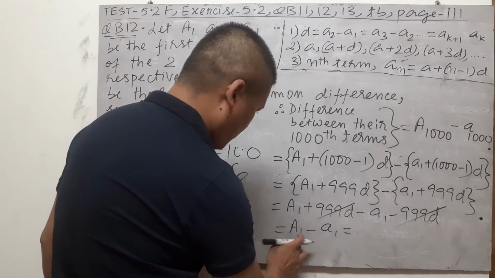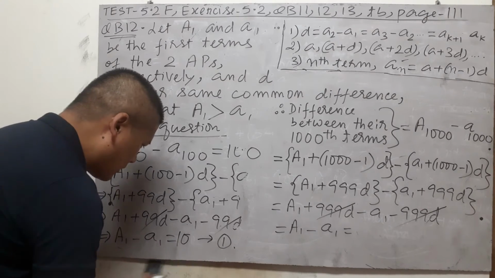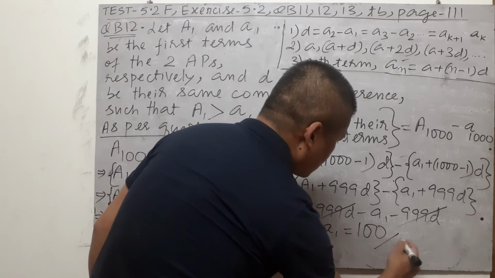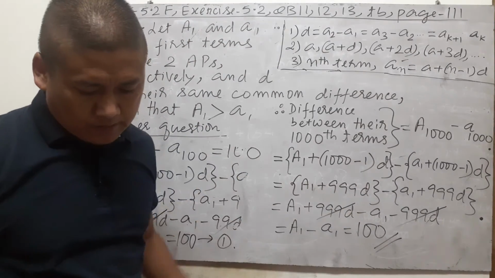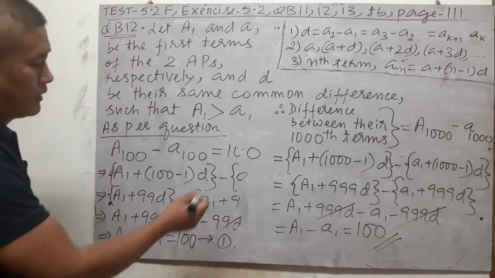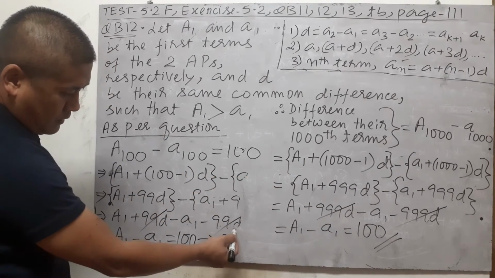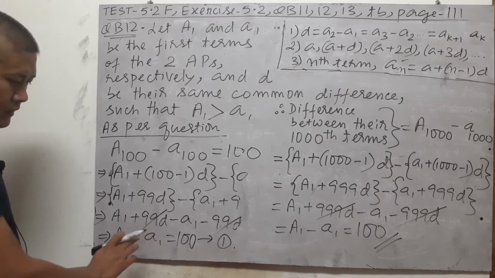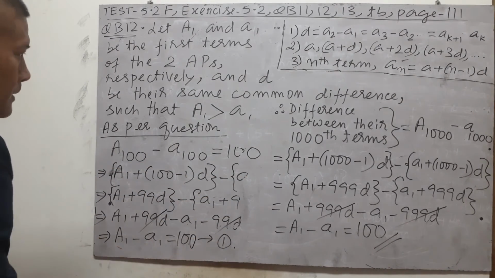So A1 minus small a1 equal to 100 means you can replace that by 100. So the difference between their 1000th terms is also 100. Yes, same as the textbook question. If I've made some mistake here, please correct the 100 on the right side, up to here, here also on the right side, 100. From here to here, I think everything was fine. Maybe I forgot to put 100 here.